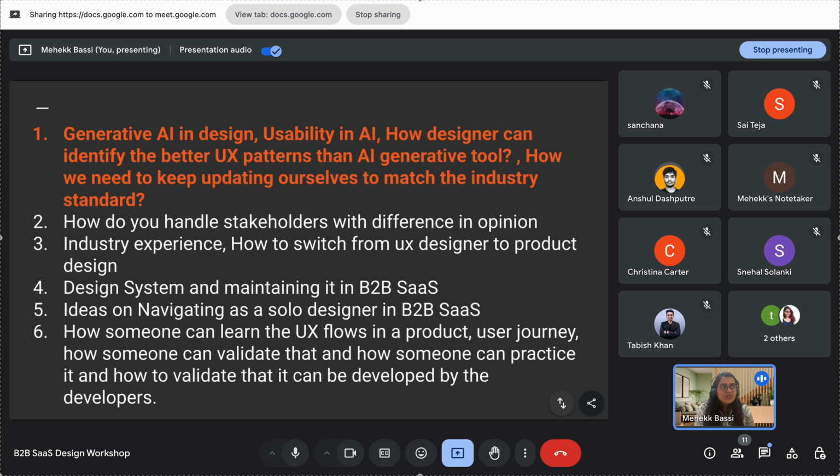Industry standard is also changing, by the way. Right now, industry standard is Figma. Ten years ago, it was Sketch. Ten years later, it may be something else. You don't know. So, yeah.